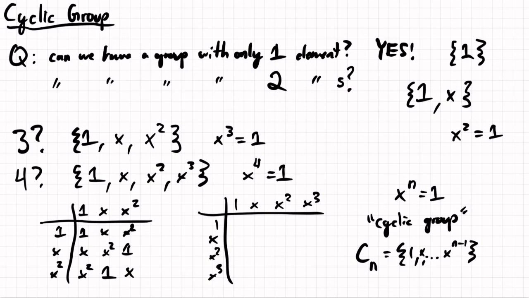So for example, this group right here is C3. This one is C4. This one up here is C2. And this group with one element could be called C1. And you can have this for any number. Of course, you could have C56 if you wanted to.